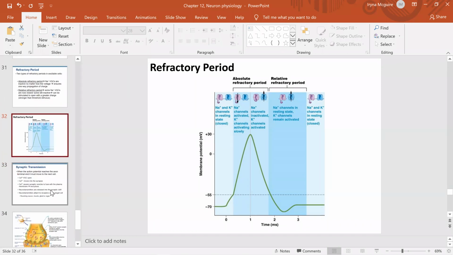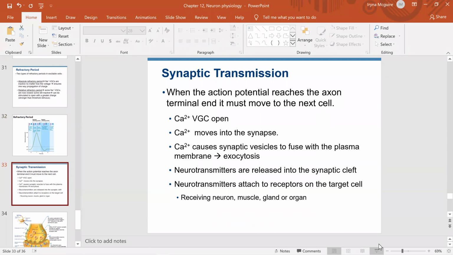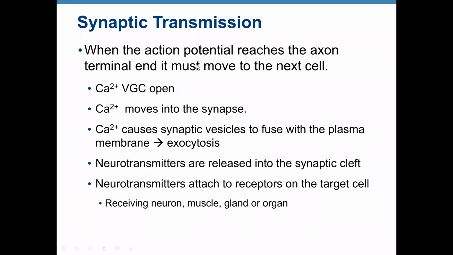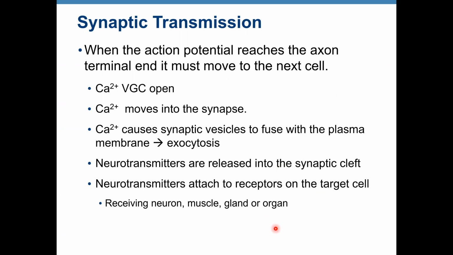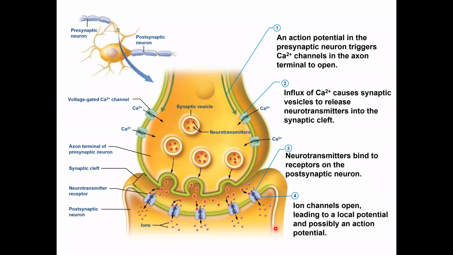Okay, well, actually, that's it for action potential. Now we're getting to the synapse. The synapse is easier. So when an action potential reaches the axon terminal, it must move to the next cell. Then calcium voltage-gated channels open, calcium moves in, and calcium causes a synaptic vesicle to fuse and release neurotransmitters. So let's look at the picture over here.